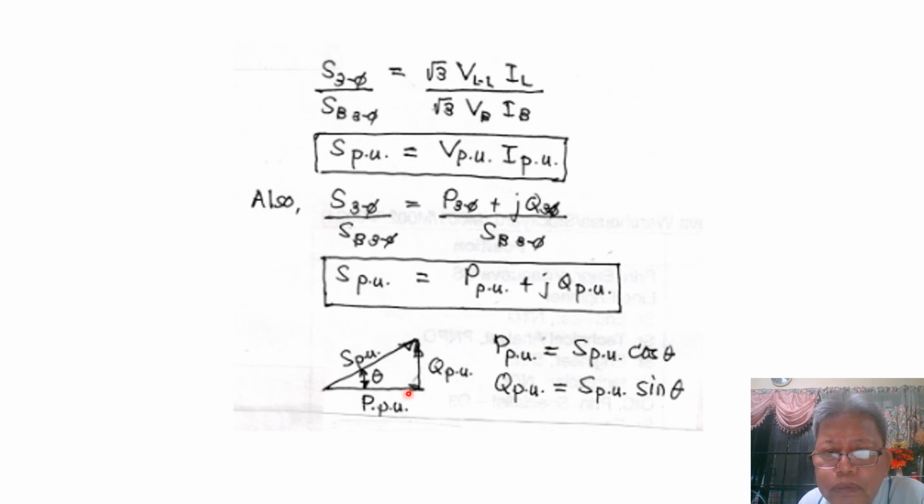Now, if we draw the phasor, we have the real power per unit as the horizontal component of the triangle, and then Q per unit is the vertical side, and then we have the hypotenuse as our S PU, forming an angle of theta with the horizontal, or with respect to the power per unit. So using our trigonometry, our P PU will just be equal to the hypotenuse, S PU, times the cosine of theta. And also for Q PU, this would be equal to the hypotenuse S PU times the sine of the angle theta.